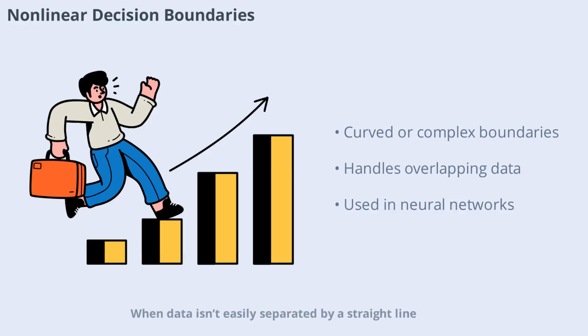When data isn't easily separated by a straight line, we need nonlinear decision boundaries. Models like decision trees, k-nearest neighbors, or neural networks can create complex curved boundaries that adapt to the shape of the data. These models are powerful for handling real-world problems where classes overlap or have irregular shapes.